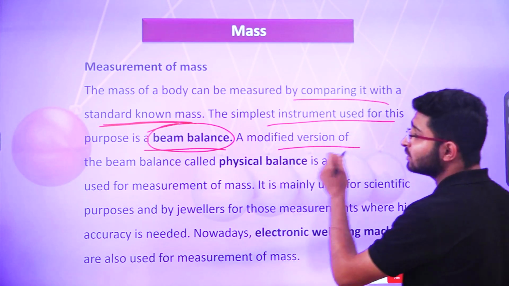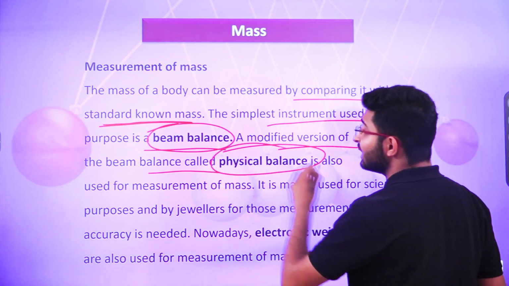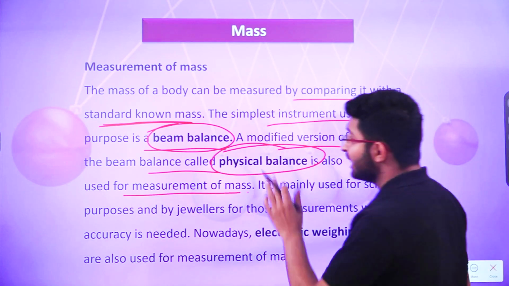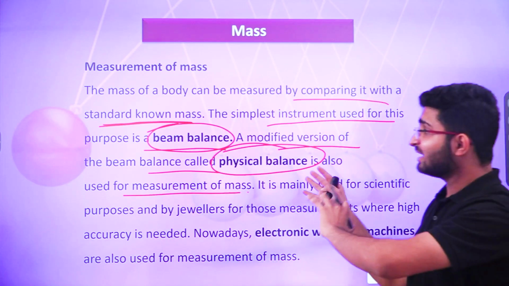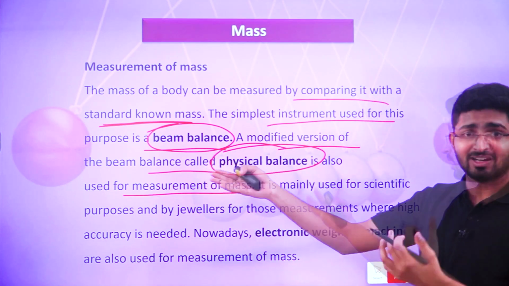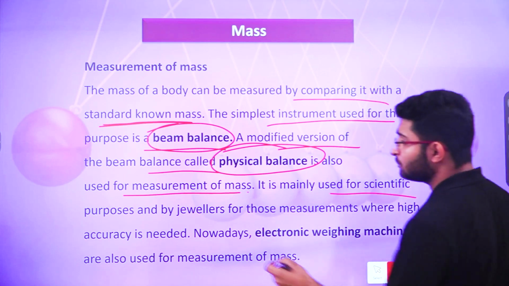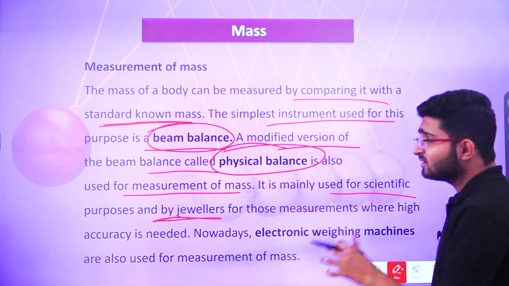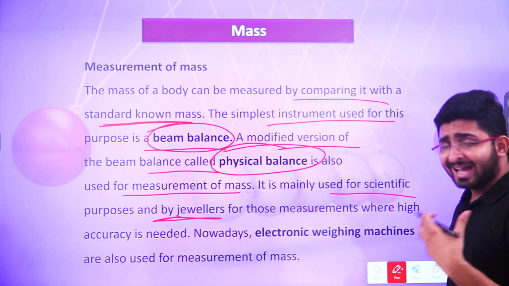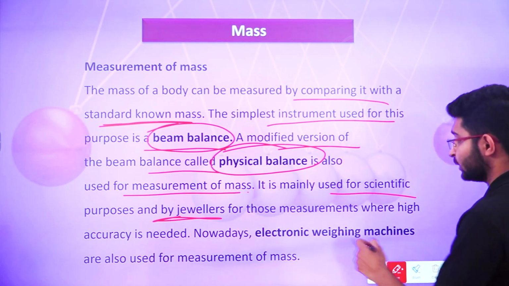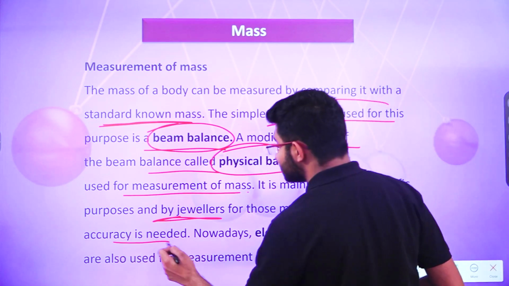A modified version of the beam balance, the physical balance, is also used for measurement of mass. You will be given the image of both in the next slide. It is mainly used for scientific purposes and by jewelers. So the physical balance is used by jewelers as well as for scientific purposes, for those measurements where high accuracy is needed.